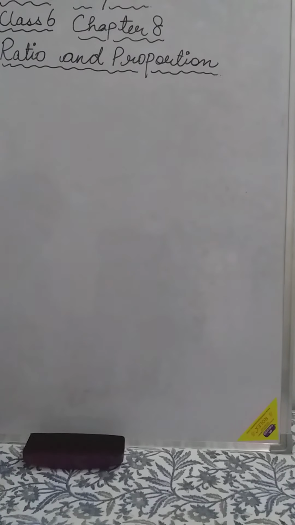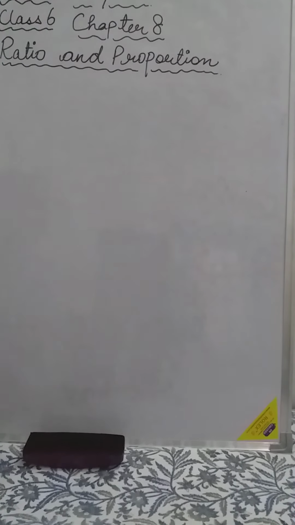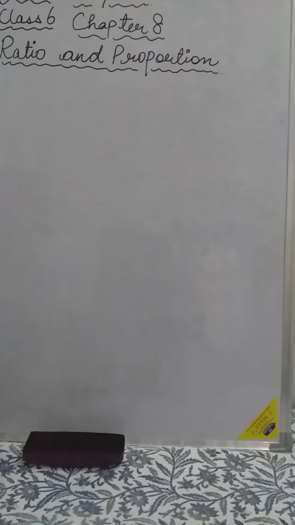So let's start with a new chapter. Now, this chapter, ratio and proportion, is same in both the classes, that is for class 6 and for class 7. In class 7, this is chapter number 7, and in class 6, this is chapter number 8. So students of both the class can watch this video related to chapter ratio and proportion.